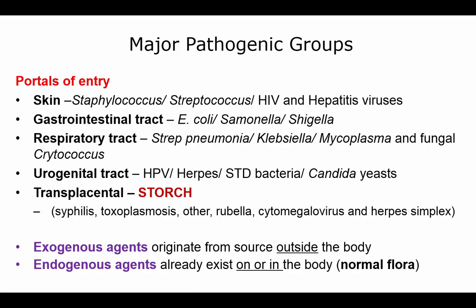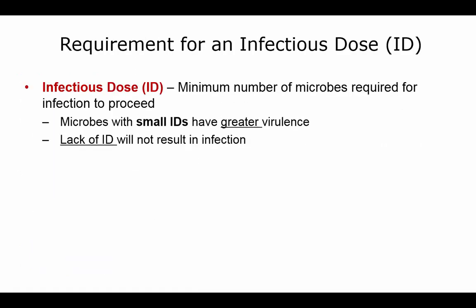And then with transplacental, these are those infections that are commonly passed from mother to child through the placenta. So syphilis, toxoplasmosis, that's the one you get potentially from cat feces, rubella, which is the German measles, cytomegalovirus, and then herpes simplex. So a lot of the common portals of entry and some of the major pathogens associated with it. They mention infectious dose, minimum number of microbes to cause an infection. If they have a smaller ID, that means it doesn't take much to actually cause an infection. So vocabulary term if you see that.